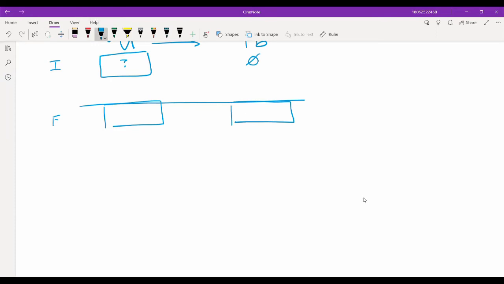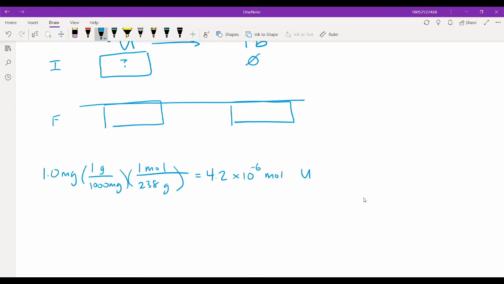Let's see, so 1 milligram of uranium, so we can convert to grams. What's nice is that you just want to use the specific mass of that isotope. So 4.2 times 10 to the negative 6 moles of the uranium. So it's going to go here.